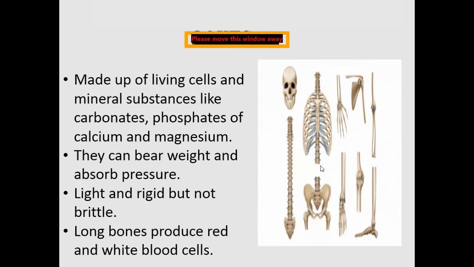So we are talking about the bones. Endoskeleton is made up of bone, and bones are made up of living cells having mineral substances like carbonate and phosphate of calcium and magnesium. They can bear weight and absorb pressure, they are light and rigid but not brittle, and they do not break easily. Long bones also produce red and white blood cells.